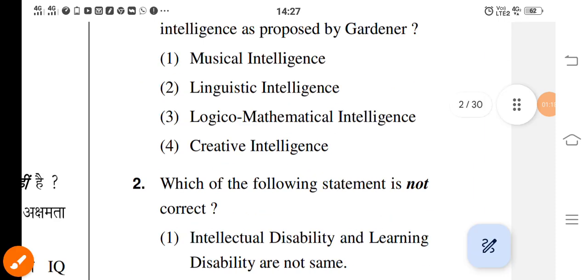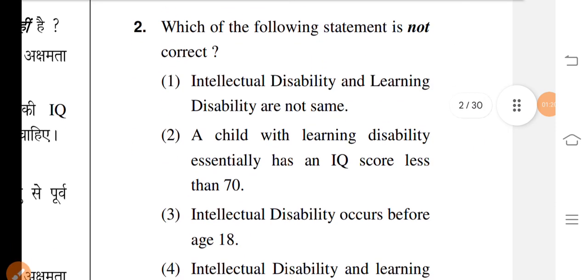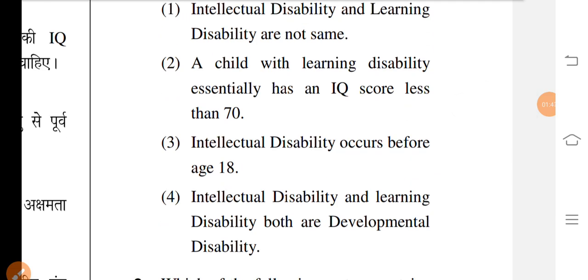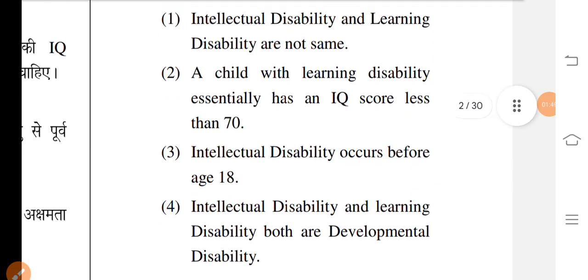Okay, next we will move on to the second question. Which of the following statement is not correct? Intellectual disability and learning disability are not same. Second option is, a child with learning disability essentially has an IQ score less than 70. Third one is, intellectual disability occurs before age 18. Fourth one is, intellectual disability and learning disability both are developmental disabilities.